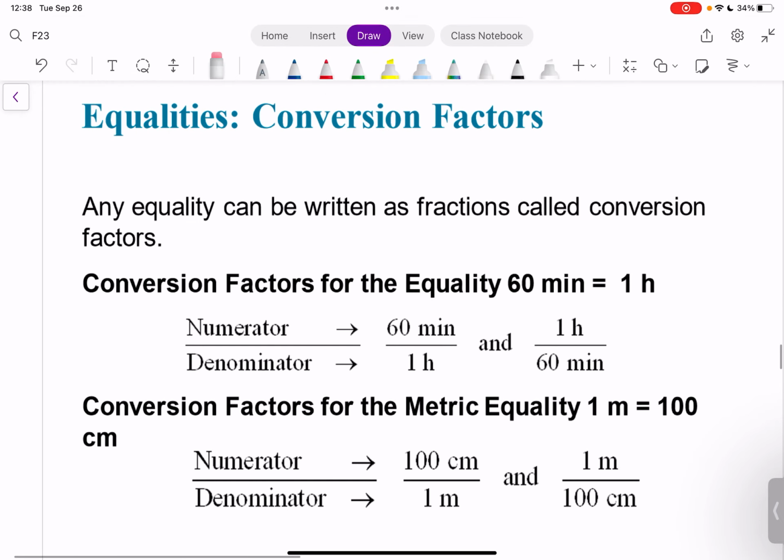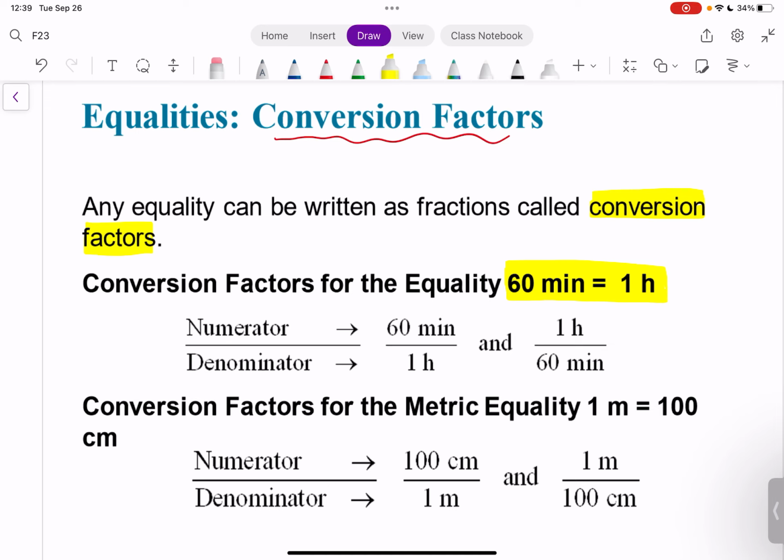Any equality can be written as fractions, and we call those fractions conversion factors because they can be used to convert between different units. Conversion factor is just a fancy way of saying fraction, but you'll often hear that term, so you need to be aware of it. So what do I mean by this? Let's look at this equality here, one we're familiar with: 60 minutes equals 1 hour, or 1 hour equals 60 minutes. In 1 hour, there are 60 minutes.